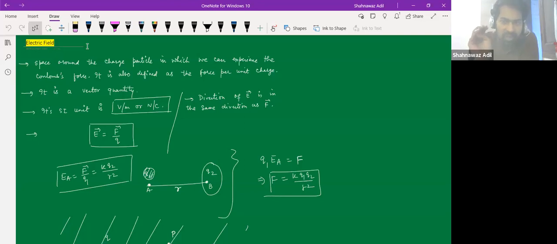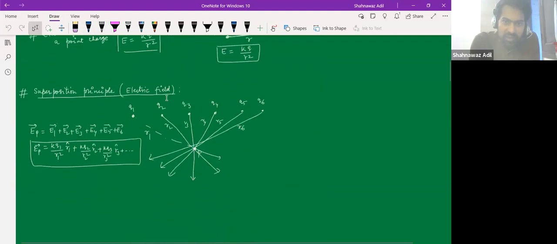Point charge that we calculated. Then we calculated the electric field due to multiple charges, and we used the superposition principle. And now we came to calculate the electric field due to a dipole. So we were calculating that. So let us find out that.